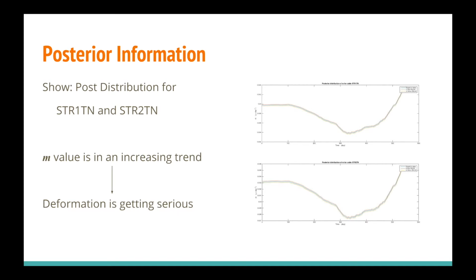So finally, we can use the assumptions we have to do the Bayesian inference. And what we get is the posterior distribution of the variable m. As you can see in these two figures, which is the m value for cable STR1TN and STR2TN. Although there is a decline in winter, the m value is increasing obviously in the following spring and summer, which will make the value of m times t larger. And this means the deformation is getting serious, so we need to consider related maintenance actions.